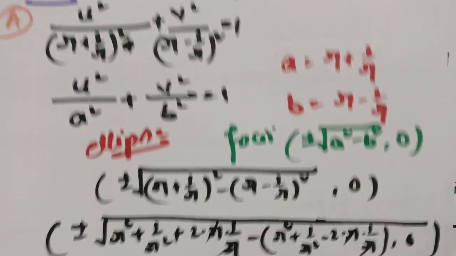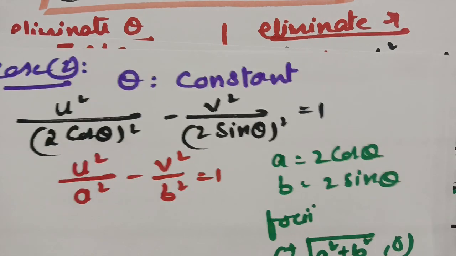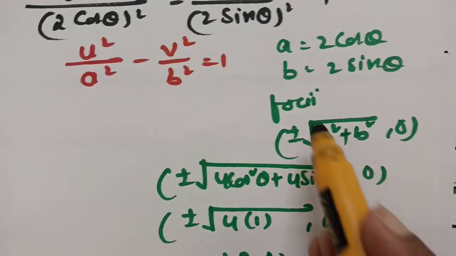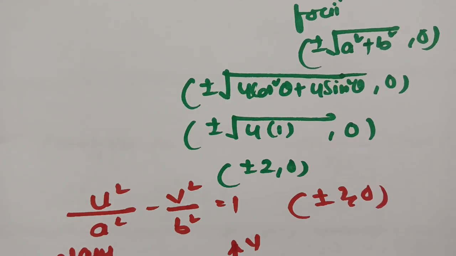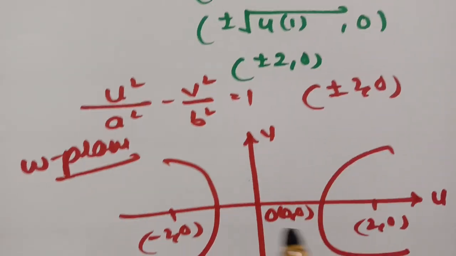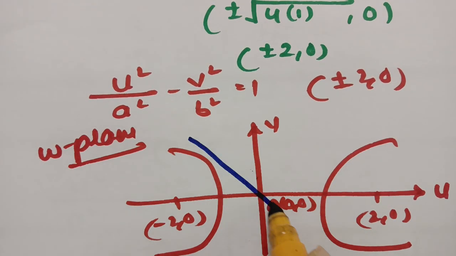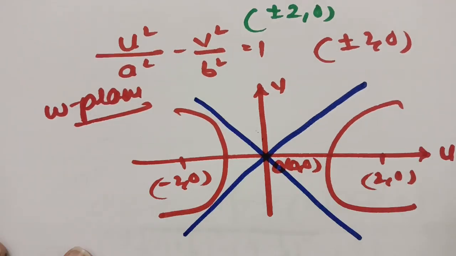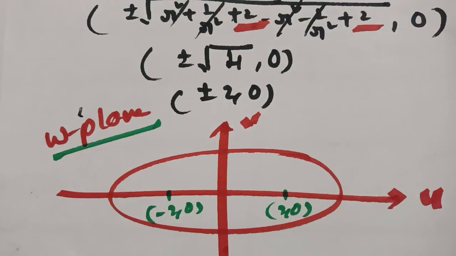Here we have taken r constant. Now I am going to take theta as a constant. If you take theta as constant, this will be the second equation. This is a hyperbola, and after finding the foci, we got the same foci for the ellipse and the hyperbola. Both are the same, and this will be the hyperbola shape passing through the origin. So we got both the shapes, ellipse as well as hyperbola.